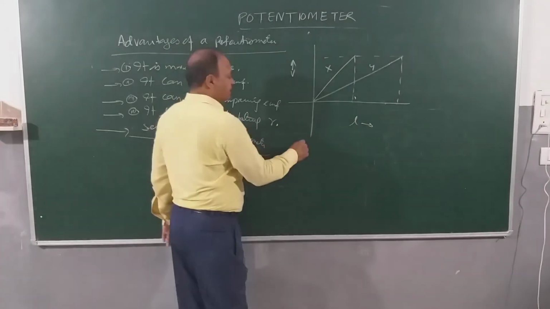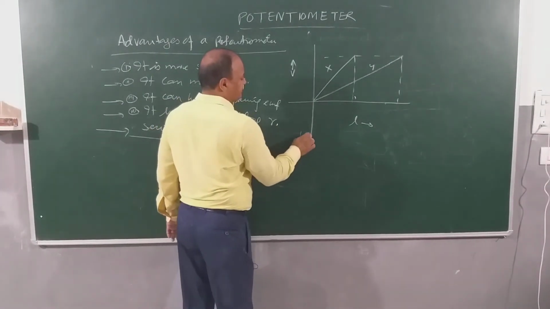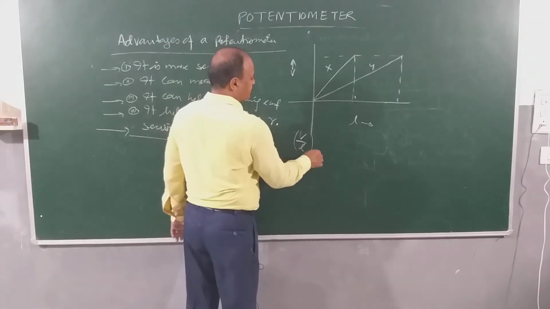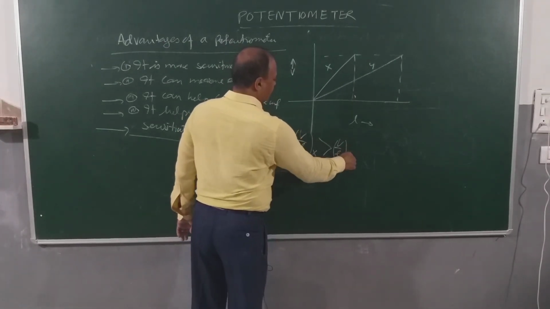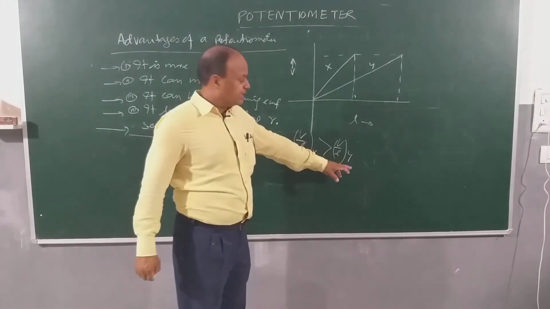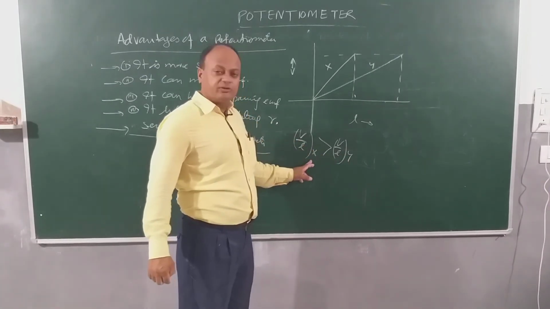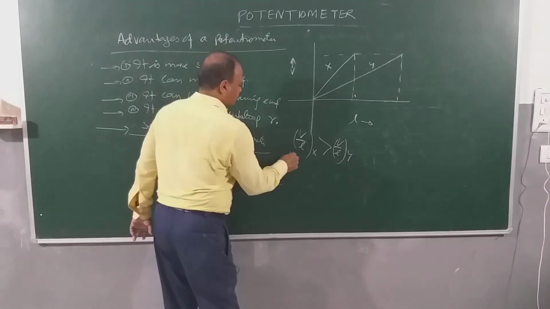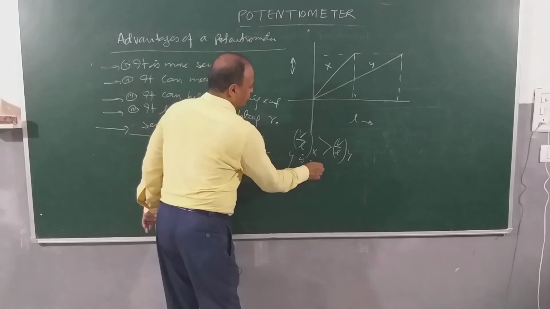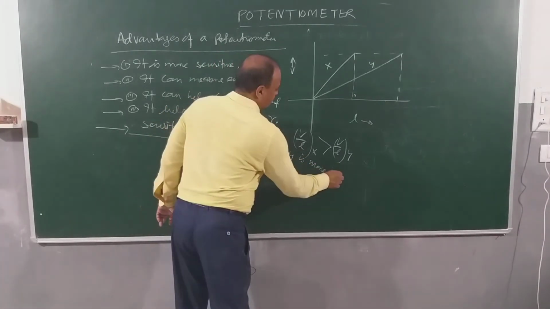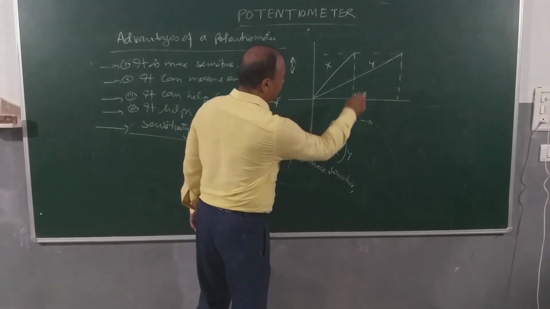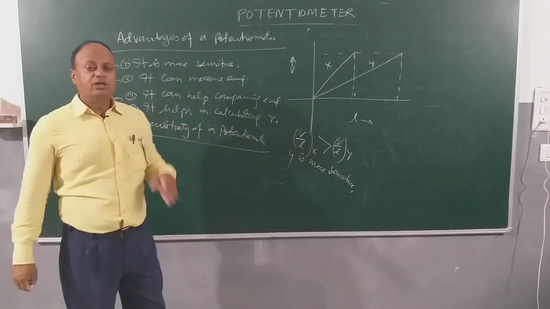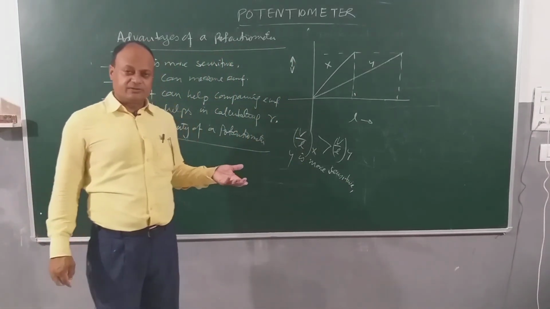So here you can see V by L for X is more than V by L for Y. So that means the potential gradient for Y is less compared to that of X. So Y is more sensitive. They often ask you graphs like this and they ask you to find out which is more sensitive, right?